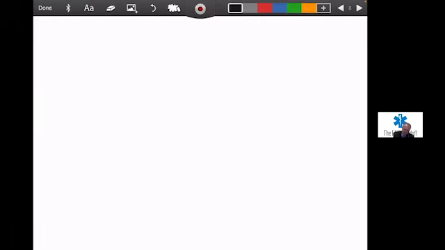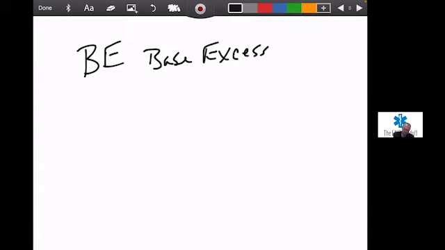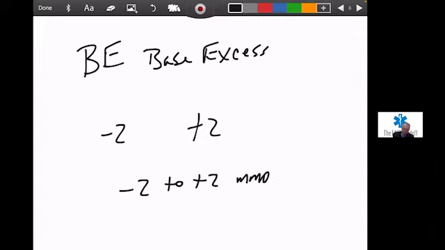The next value, and we're not going to dive deep into this, is something called the base excess, or BE. Base excess is routinely checked with the bicarbonate value. A base excess of less than -2 is acidosis, and greater than +2 is alkalosis. So the normal range for base excess is -2 to +2 millimoles per liter.